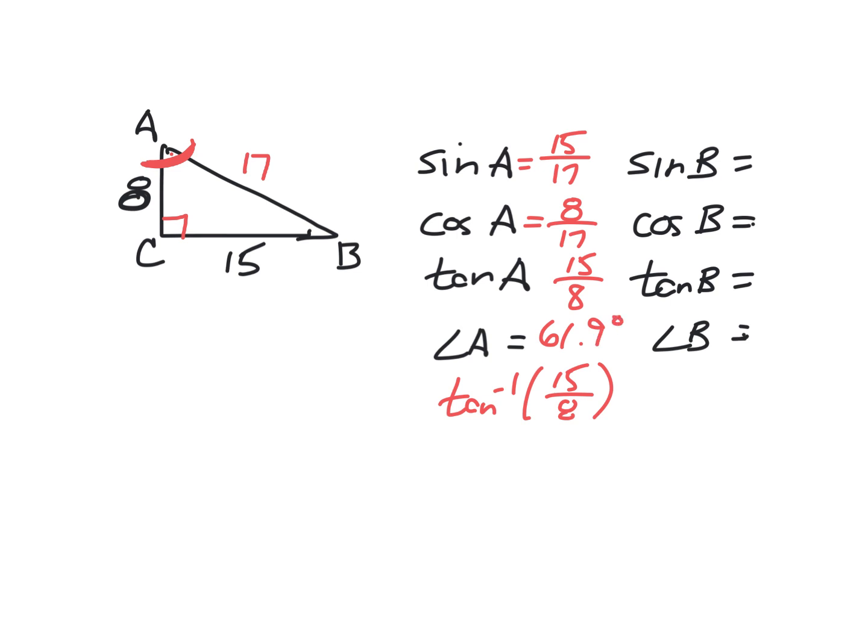So I know for sure this angle B must be 28.1, 90 minus that. Sine of B, opposite over hypotenuse, 8 over 17. Cosine of B, adjacent, next to, which would be 15 over the hypotenuse of 17. TOA is opposite over adjacent, which would be 8 over 15.